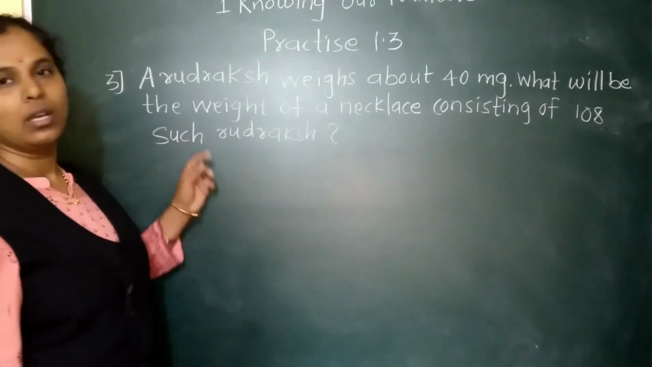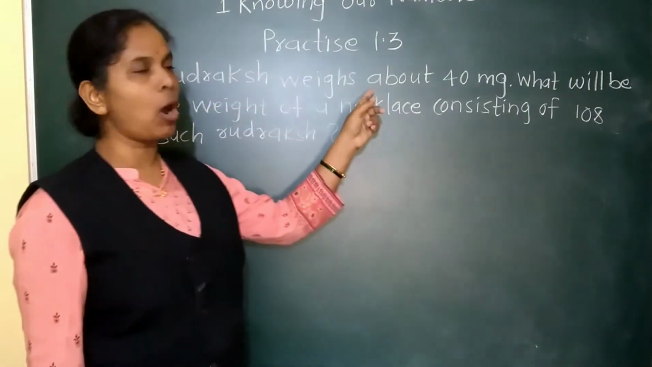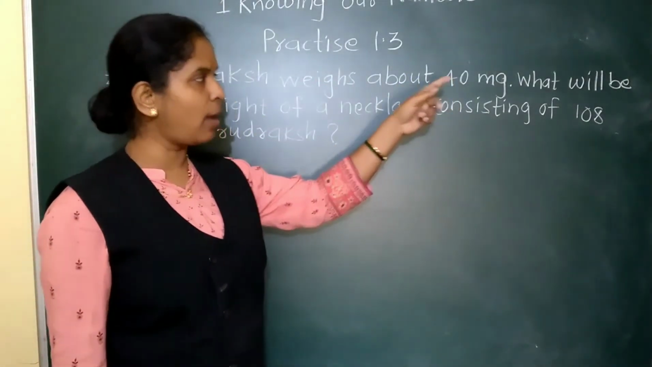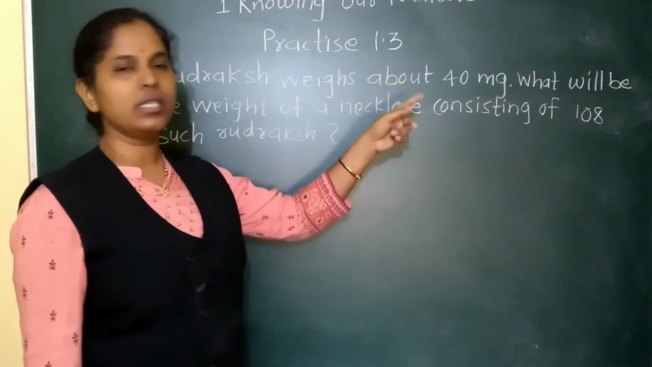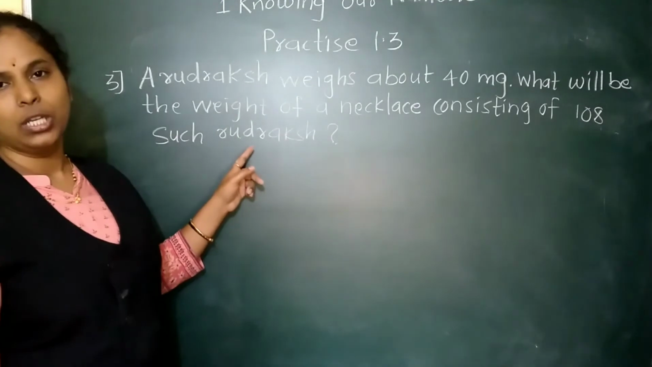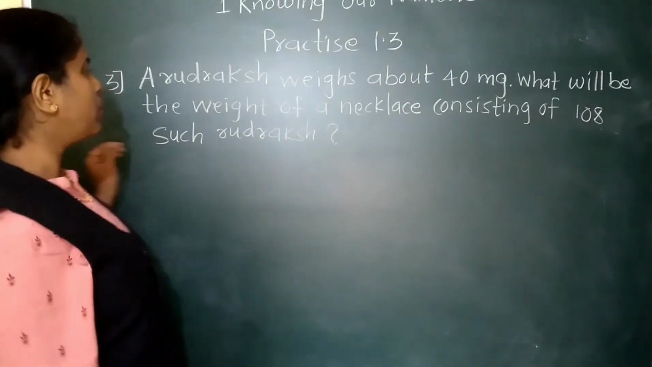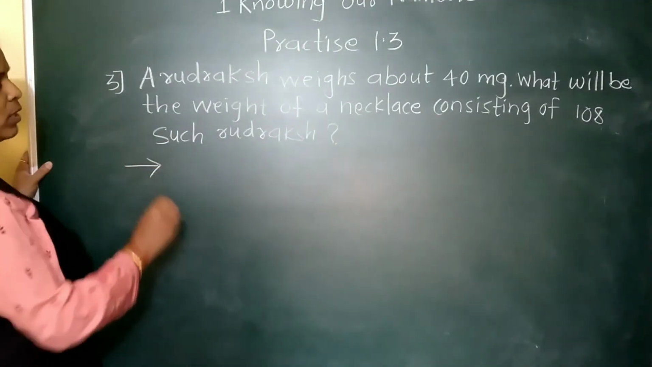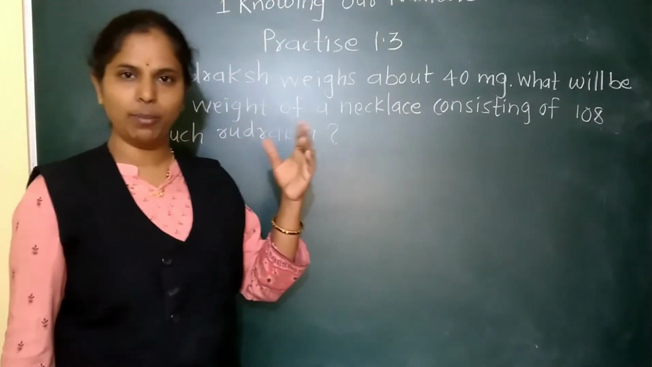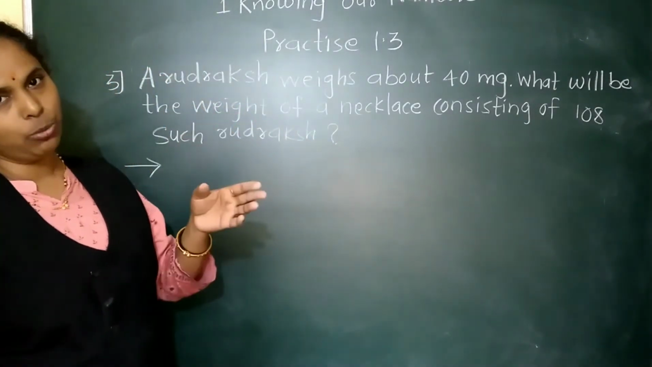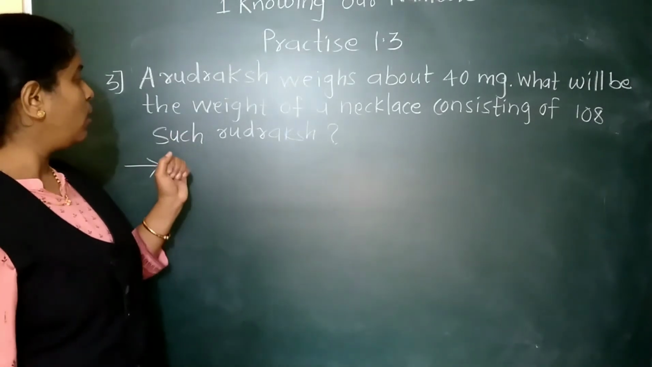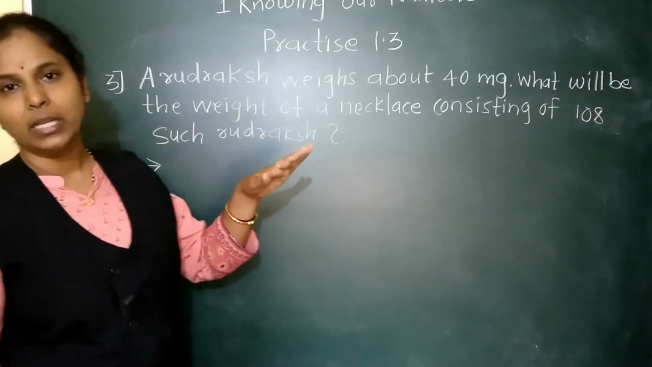Next question. A Rudraksh weighs about 40 milligram. What will be the weight of a necklace consisting of 108 such Rudraksh? Okay. Means weight of one Rudraksh is given, 40 milligram. And if in a necklace 108 Rudraksha are there, then what will be the weight of that necklace?